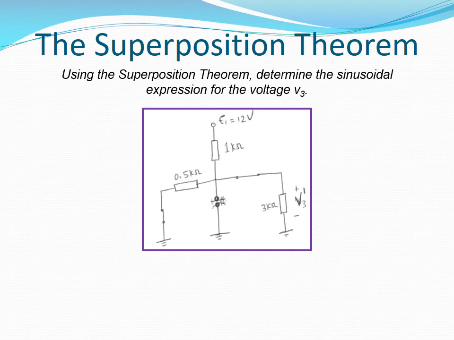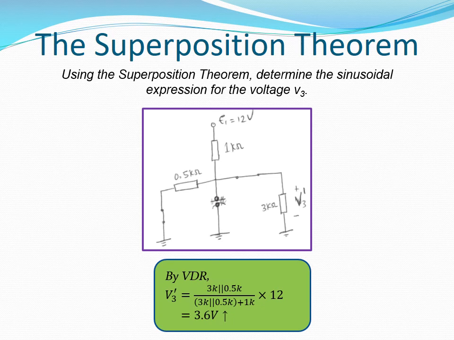This is the circuit that we remain with. The voltage V3 prime is effectively the voltage across the parallel combination of 3 kilo ohms and 0.5 kilo ohms. This parallel combination is in series with 1 kilo ohm and are supplied by the source E1. Therefore, we use the voltage divider rule to obtain V3 prime. We obtain it as 3.6 volts.